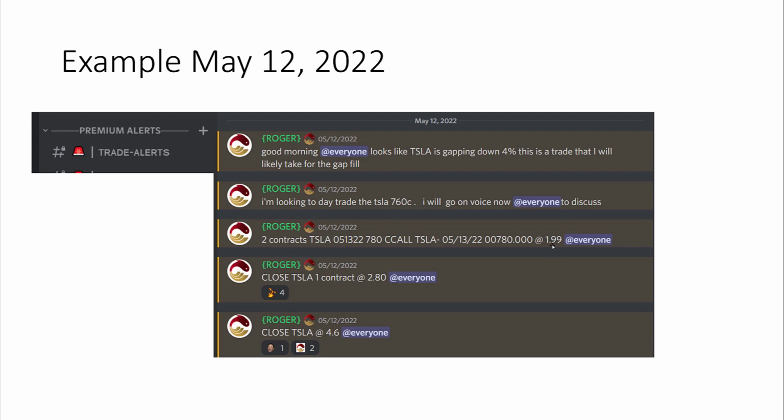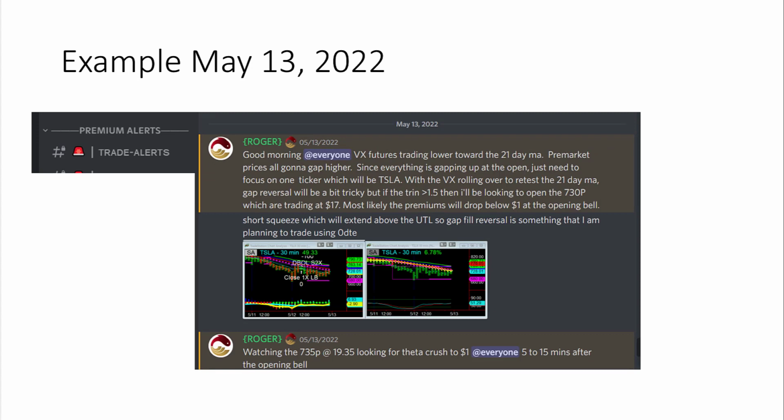But we held through that because I think the trend was spiking higher. Okay, I can't remember. Yeah, it was spiking higher, like 2.12. And we closed one contract at 2.80, and then the second contract at 4.60. So that's a lot greater than 35%.